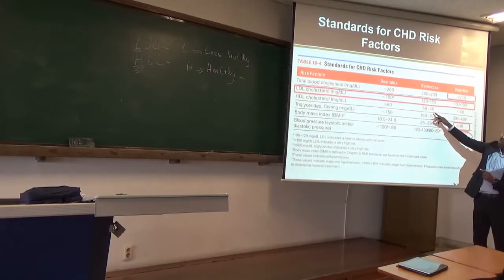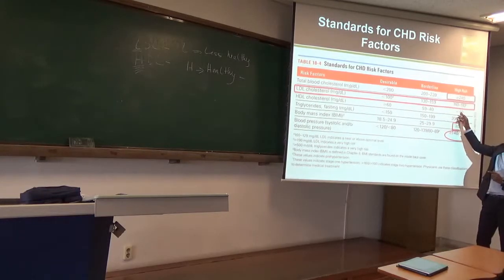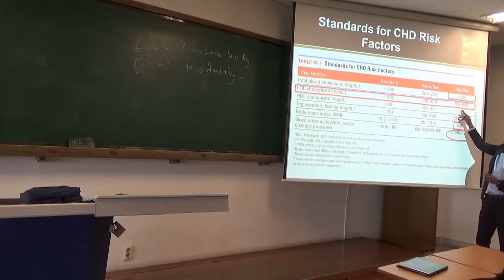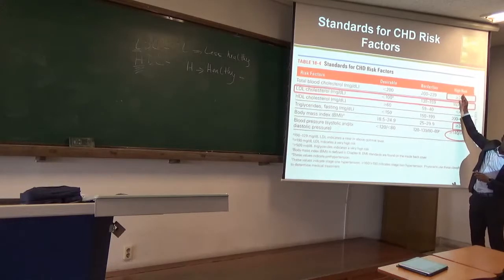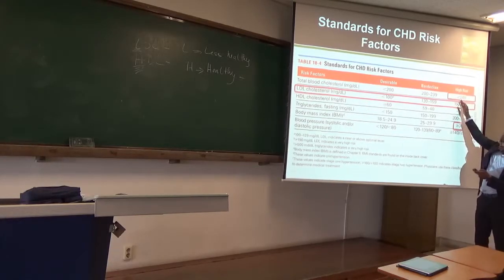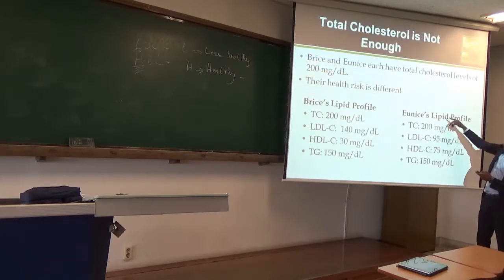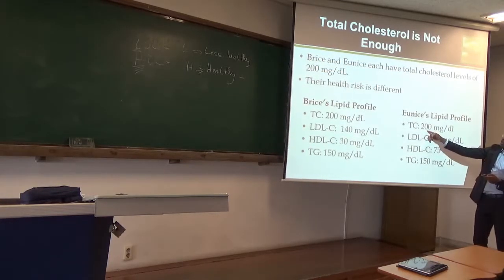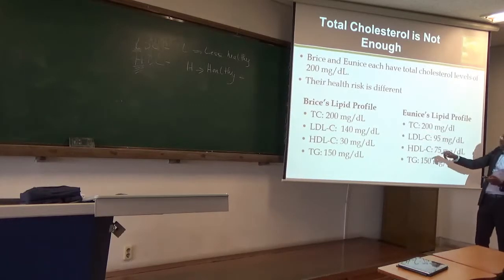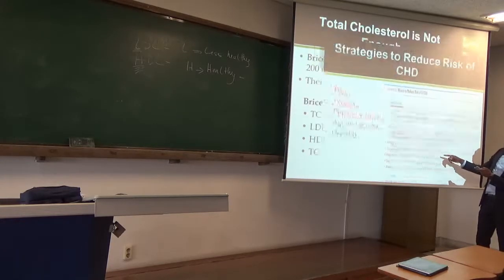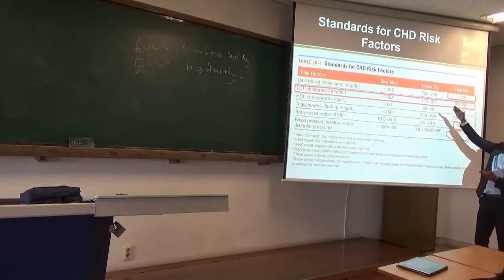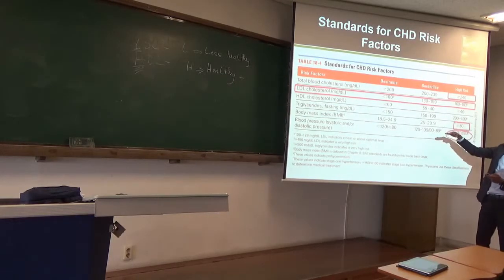But HDL cholesterol is what? 30. So it's 30, which means that it's less than 40. So he's at a higher risk still of developing cardiovascular disease compared to Eunice. Total, we are at the borderline, not bad. But the LDL 95, HDL 75 are in perfect harmony in terms of the requirements of healthy people.